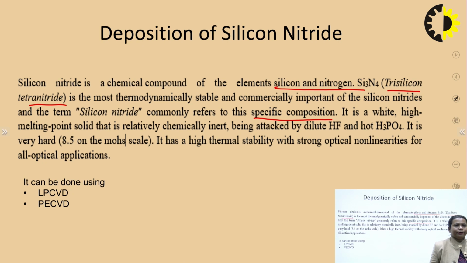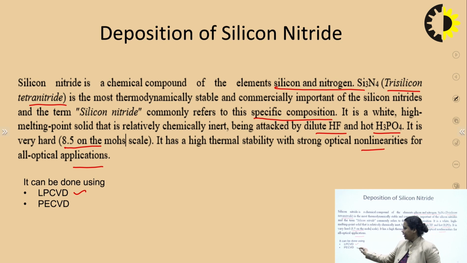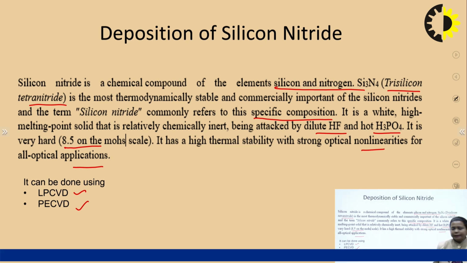It can be attacked by certain chemicals like hydrofluoric acid, or some H3PO4. It is highly inert and very hard, around 8.5 on the Mohs scale, right? It has high thermal stability with strong optical non-linearities for all optical applications. So this deposition of silicon nitride is important for optical purposes, and it can be done using LPCVD and PECVD. I have already explained LPCVD and PECVD. So we can get this deposition of silicon nitride using these two processes, right?